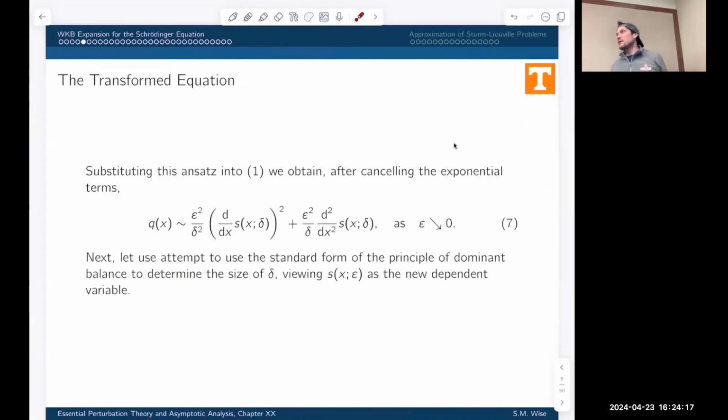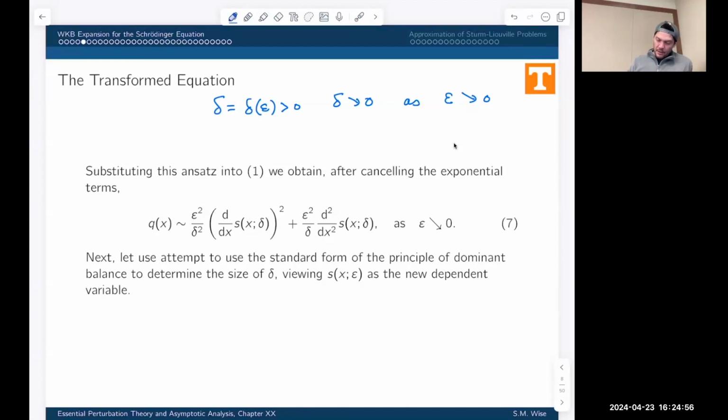Now what we usually like to do is substitute this into the differential equation. And the first thing we need to do is determine delta, because the only thing we're assuming at this moment is that delta is a function of epsilon that goes to 0 as epsilon goes to 0. So we need to determine the scale of delta, and we'll do that via a dominant balance.